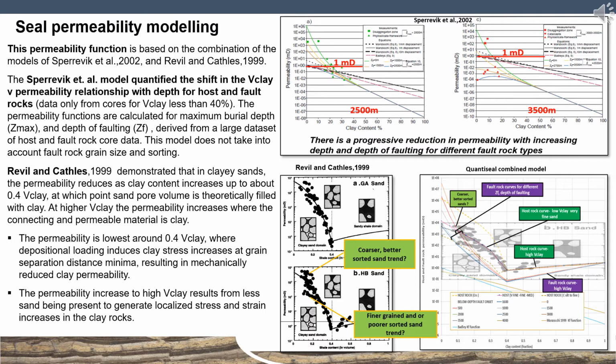Revil and Cathles demonstrated that in sands, your permeability reduces up to around V-clay 0.4, at which point the permeability increases. The permeability trends in the low V-clay zone of Revil and Cathles are dependent on grain size and sorting, as you can see in the diagram on the right.